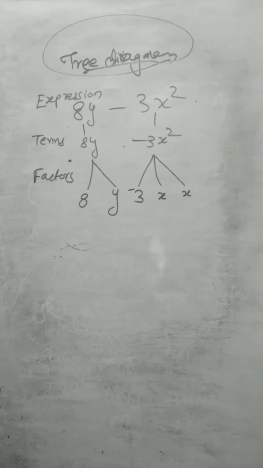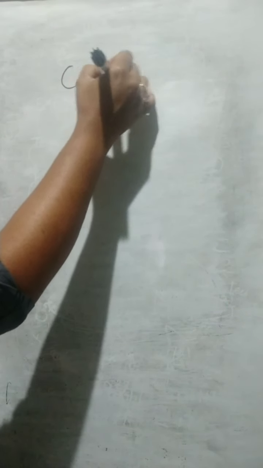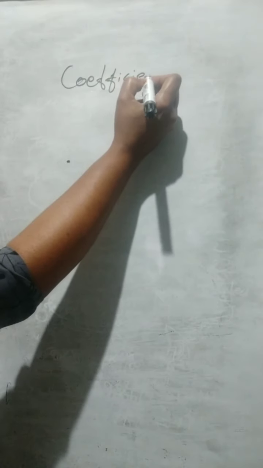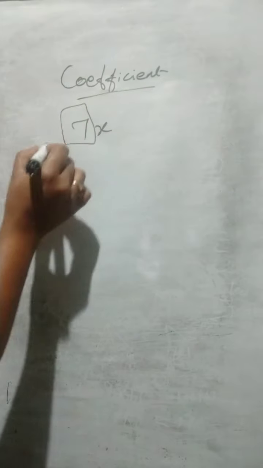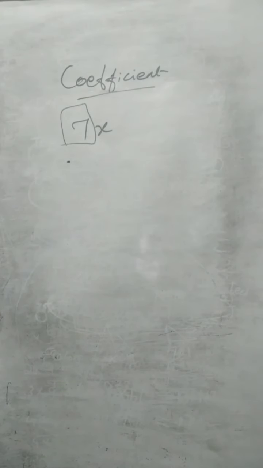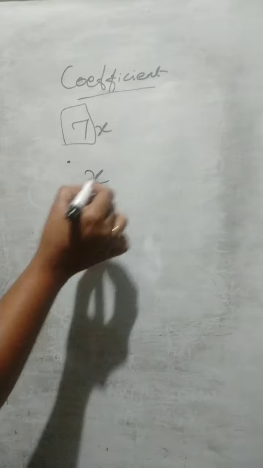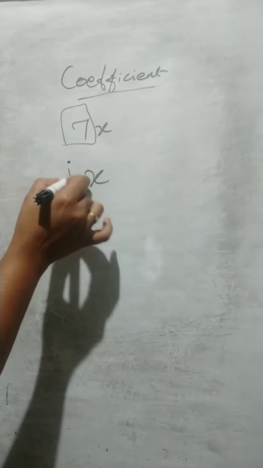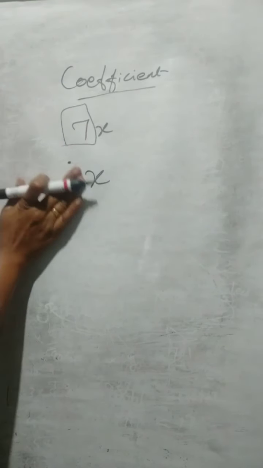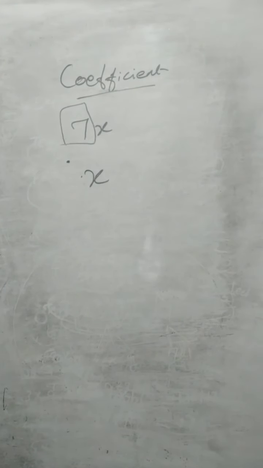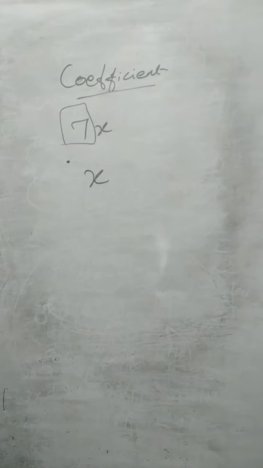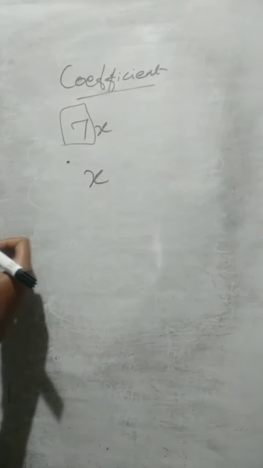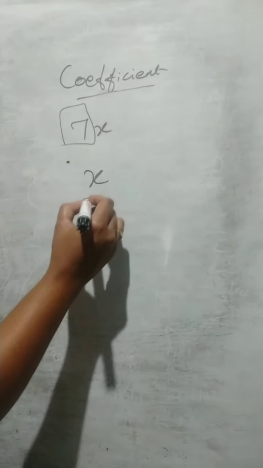Clear? Now we can study the term coefficient. Here in 7x, 7 is the coefficient of x. If only one x is there, then 1 times x is equal to x. We don't mention this positive 1, we just write the variable only. Then the coefficient of x is 1.